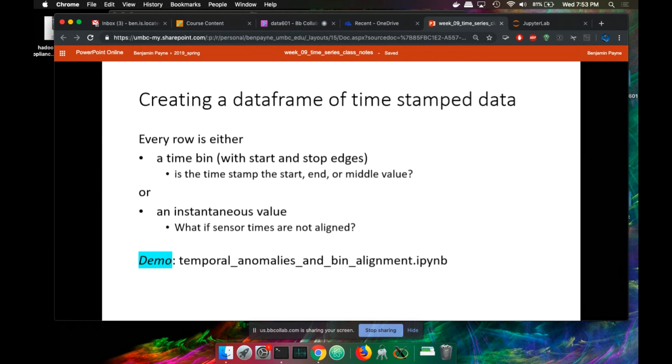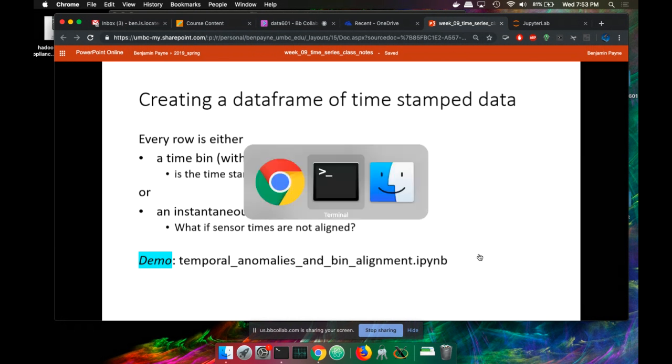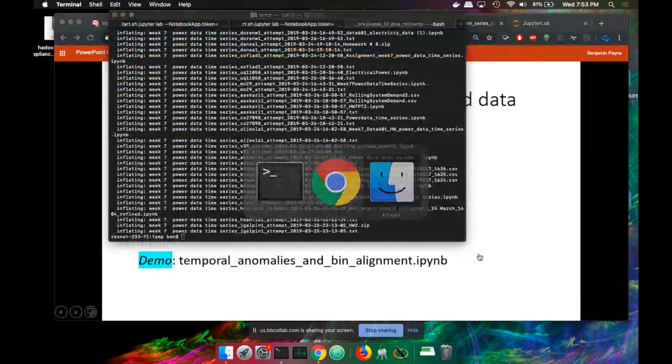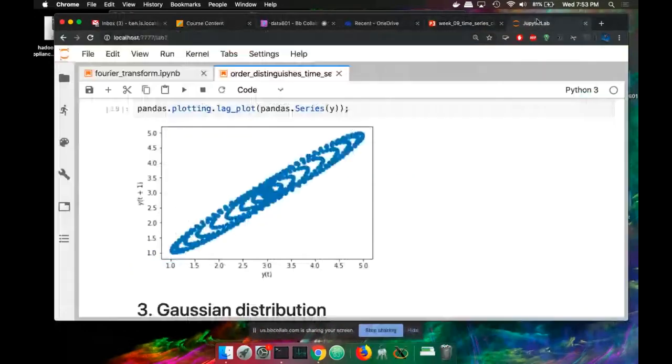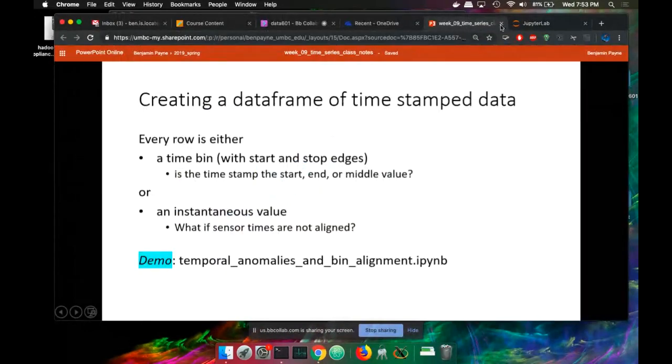All right, so I'll go over the specific data set that I was given and the problems that I faced with that, just to illustrate that first point a little bit more. Temporal analytics.